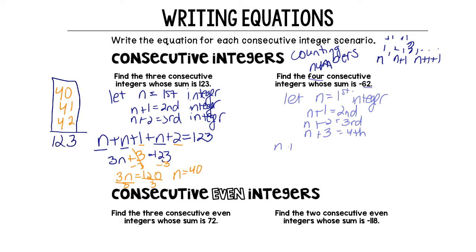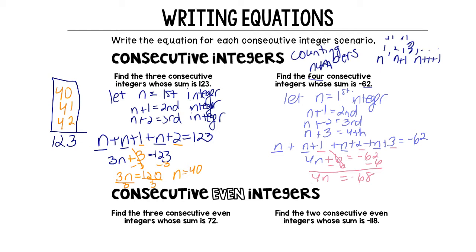So we add all these together, n plus n plus 1, plus n plus 2, plus n plus 3, and their sum is negative 62. Again, we want to put all of the n's together and all of the constants together. So we've got 4n plus 3, 4, 5, 6 is negative 62. So to solve, we've got to subtract 6 first. And we get 4n, 6's cancel, is negative 68.